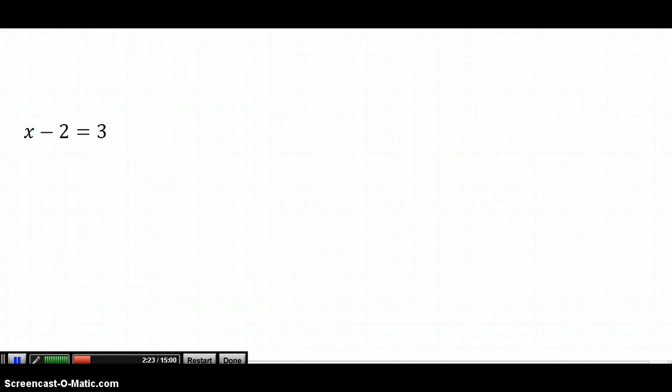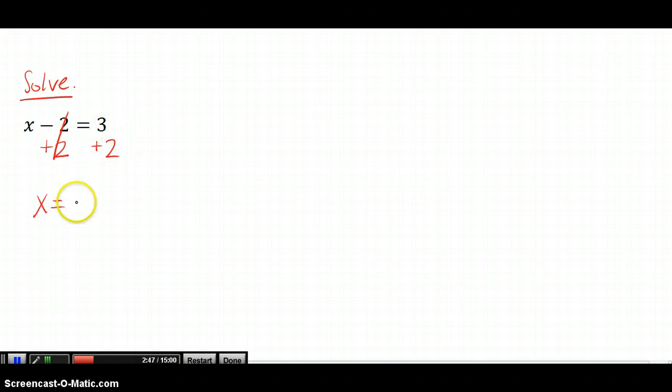So here we have x minus 2 equals 3. The directions again are going to say solve. To get x all by itself, we need to get rid of this 2. It's being subtracted, so the opposite operation would be to add it to both sides. Whatever you do to one side, you have to do to all sides. 2 minus 2 is 0, so that goes away, and you have x equals 3 plus 2 is 5. And again, I can check my answer if I want. I can plug it back in, and 5 minus 2 does equal 3, so it's correct.